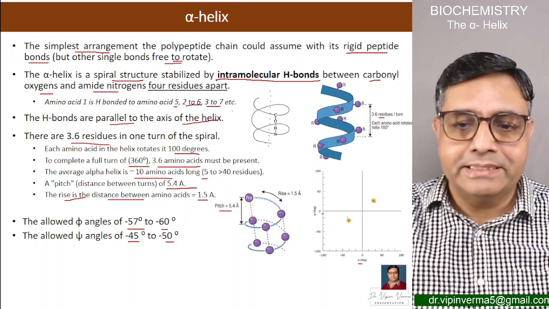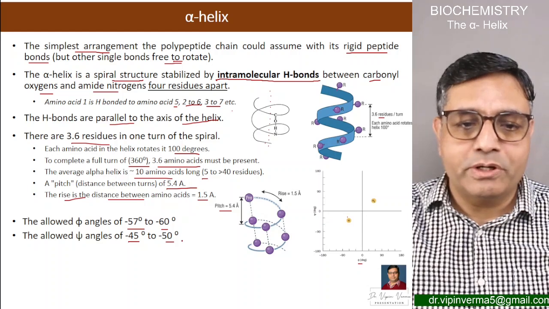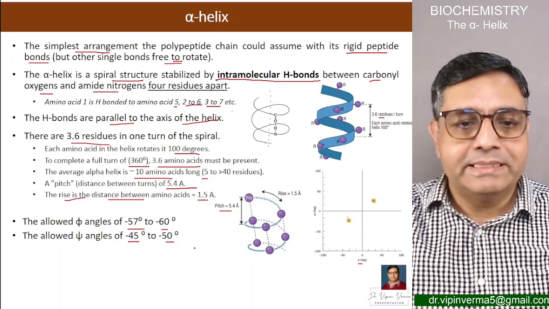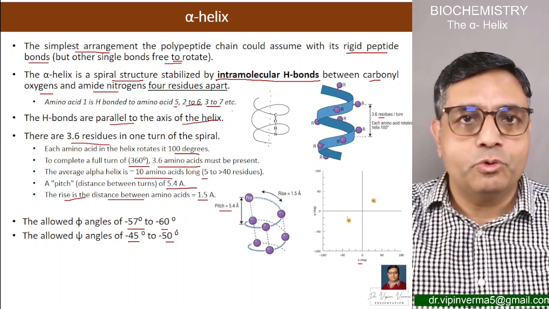So you can see here this is 0, this is 90, and this is coming somewhere in between them, so minus 45 to minus 50 degrees. These are the values of the phi and the psi angles which are the allowed rotations here.